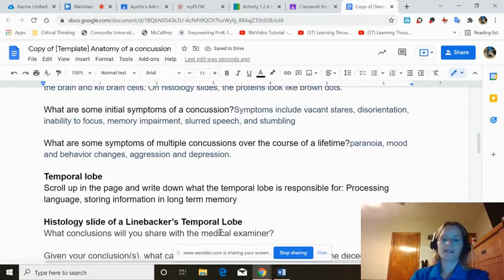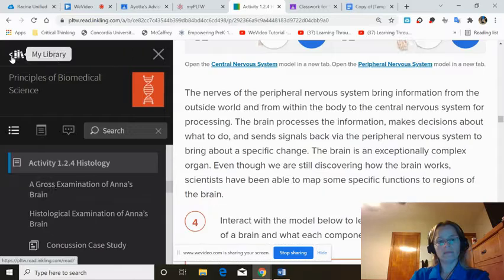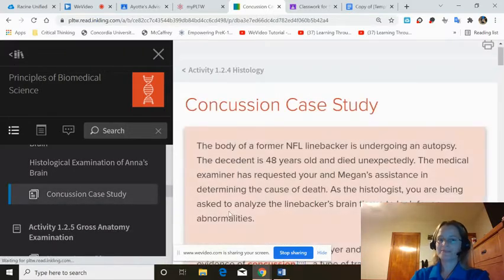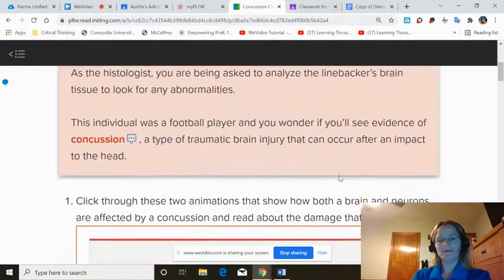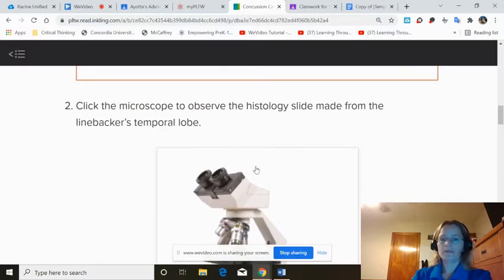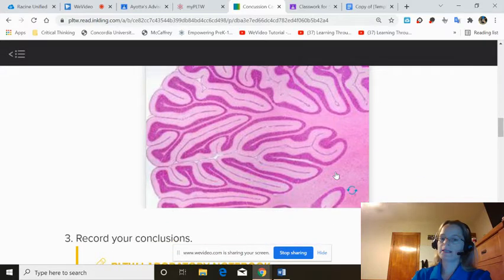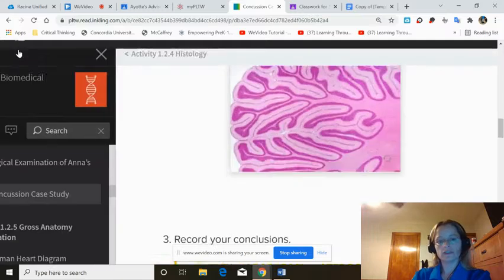Now we got to look at the histology slide of the linebacker's temporal lobe. So let's take a look and see if we can find that. So we got to go back to this, close this so you can see this better. And here, the microscope is the histology slide of the linebacker's temporal lobe. And if you look at this, this is not normal. This is indicative of traumatic brain injury. Okay, so I'll show you that.